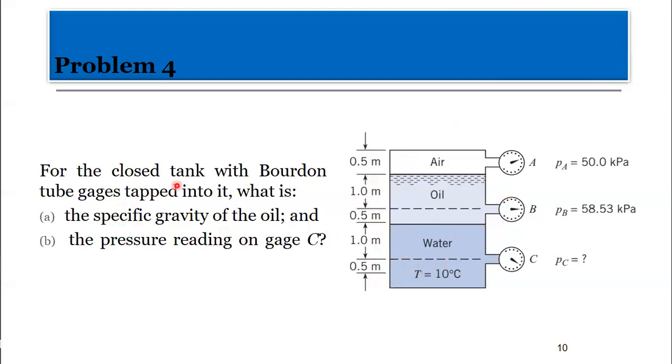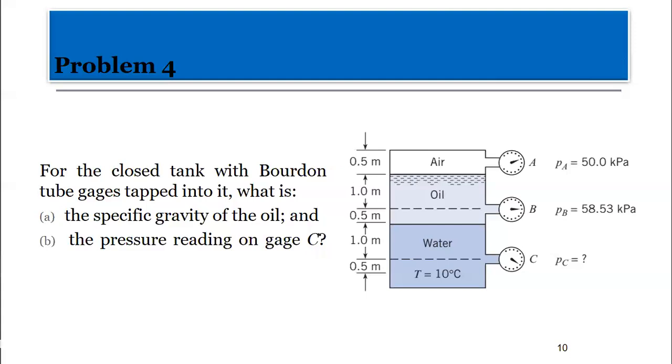So for the closed tank, it's not an open tank, meaning there will be pressure indicated by this gauge, which is PA, 58.53 kilopascal. And then PC, we don't know yet. So for the closed tank with tube gauges tapped into it, what is the specific gravity of the oil and the pressure reading on gauge C? It is interesting, right? Very interesting.